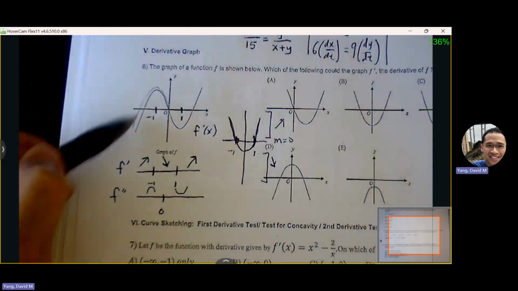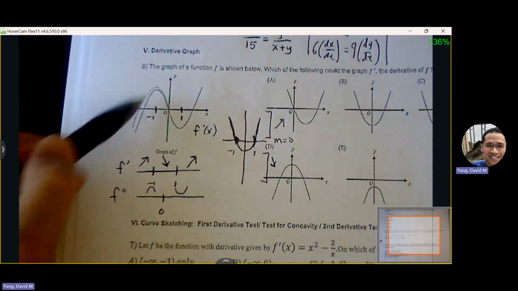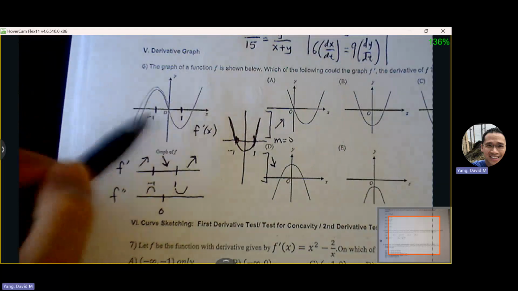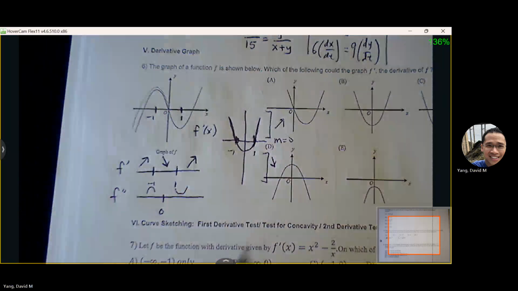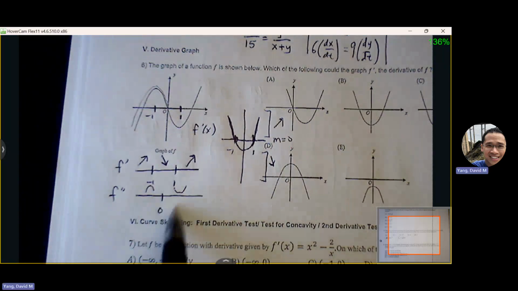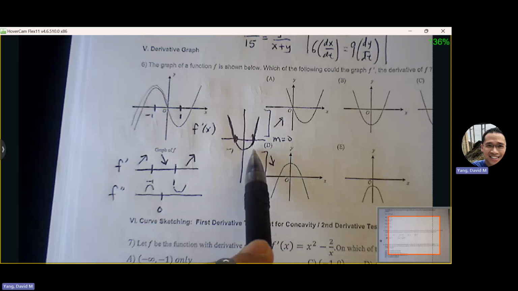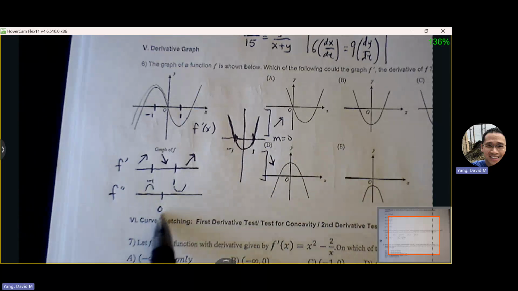Should make sense, right? This looks like a cubic function to me. Looks like an x cubed, so the derivative should be something like x squared. And also point of inflection, second derivative connection here. 0 is a point of inflection.